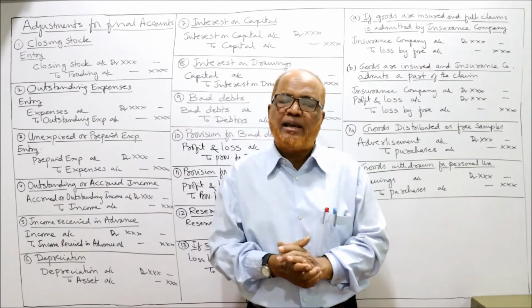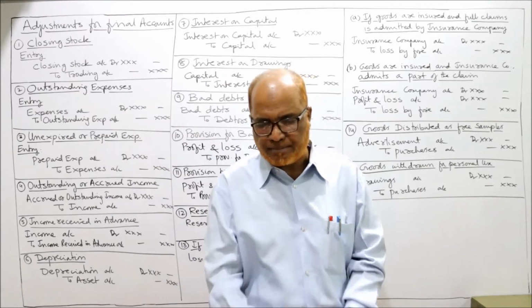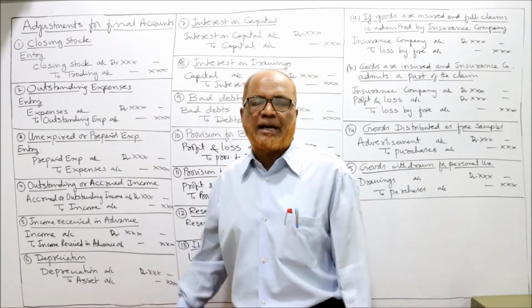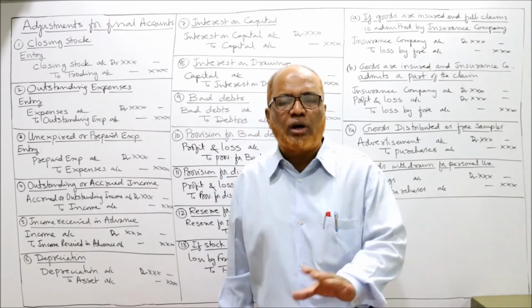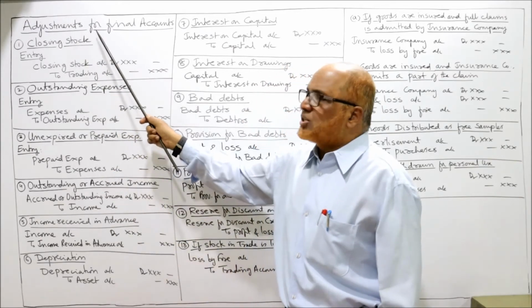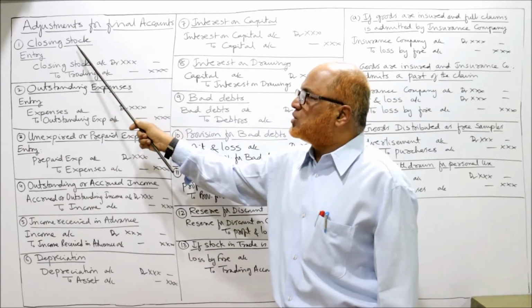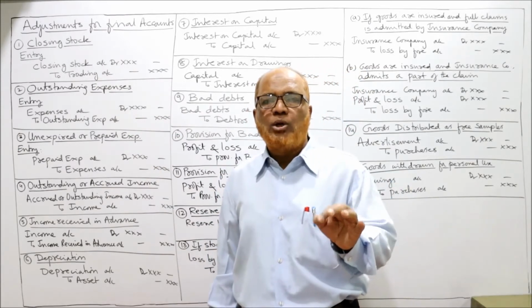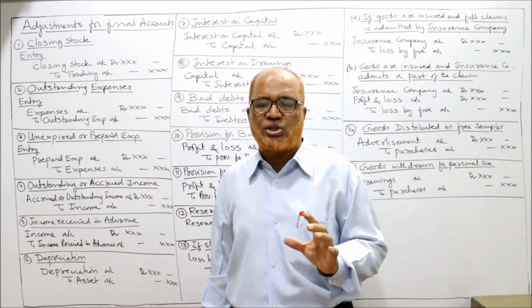Now I'm going to explain each and every adjustment. See carefully. If you understand these adjustments, definitely there won't be any problem while solving the problem. So, first adjustment for final accounts: closing stock. In almost every problem, you will find closing stock in the adjustments.